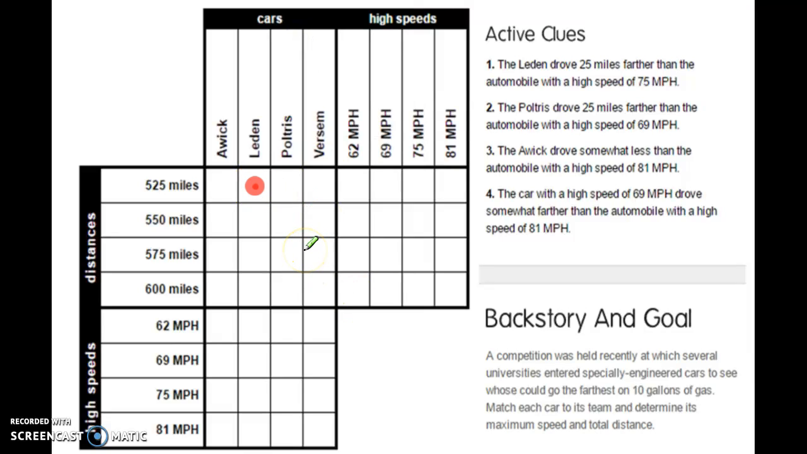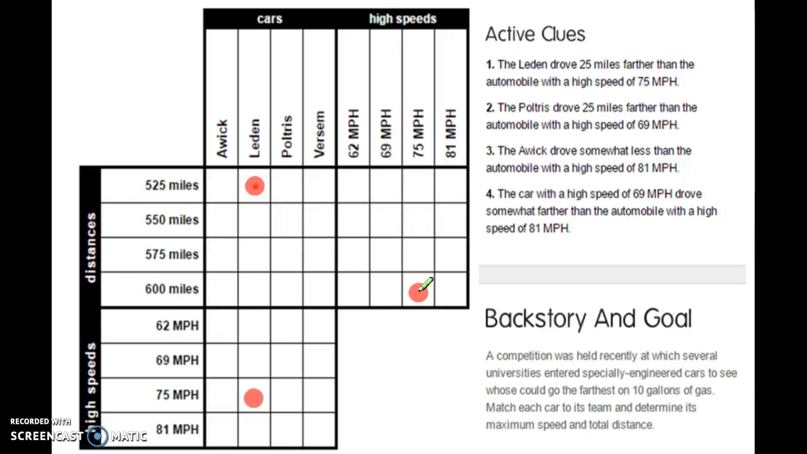Also, the Leaden cannot be this one here, and the Leaden. This clue also tells you that the car that drove 75 miles per hour cannot have driven the max distance, because the Leaden drove further than it. So 75 miles per hour cannot be 600.